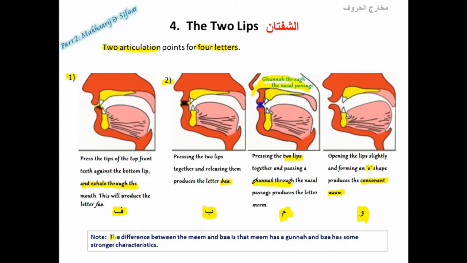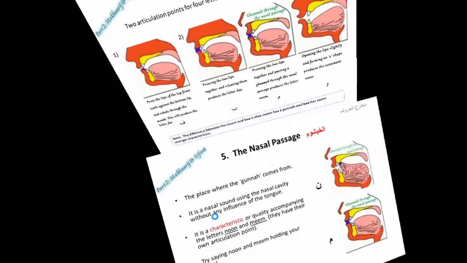Okay, note the difference between meme and ba is that meme has a ghunna and ba has some stronger characteristics. This is the main difference, because fa is pretty clear, very different to waw, for example. Meme and ba are quite similar in the sense that both have the lips joined, pressed together. But of course, meme has a ghunna and ba doesn't. Ba has other characteristics attached to it.